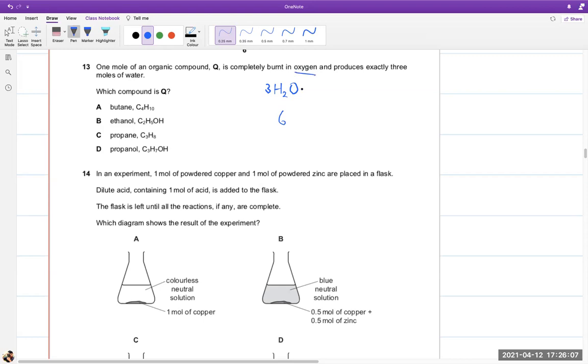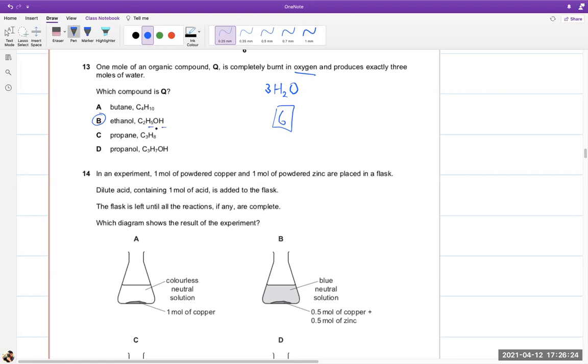6. Because we burned it in oxygen, oxygen can come from somewhere else, but hydrogen cannot come from anywhere else. The only source of hydrogen is the organic compound. So the organic compound must have 6 hydrogen atoms. That's it. And that is ethanol here because there are 6 hydrogen atoms.